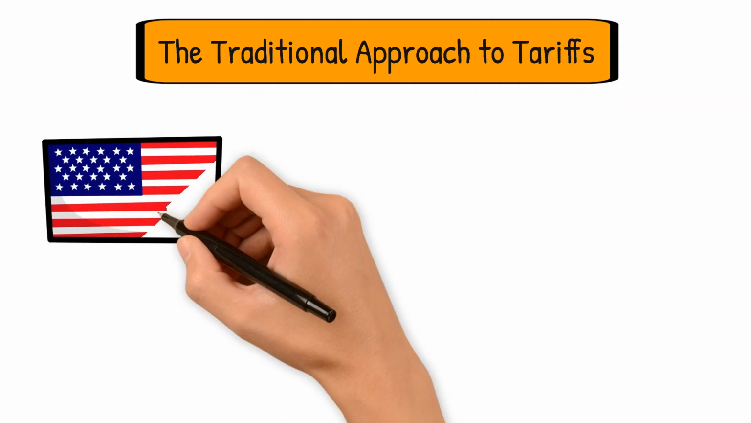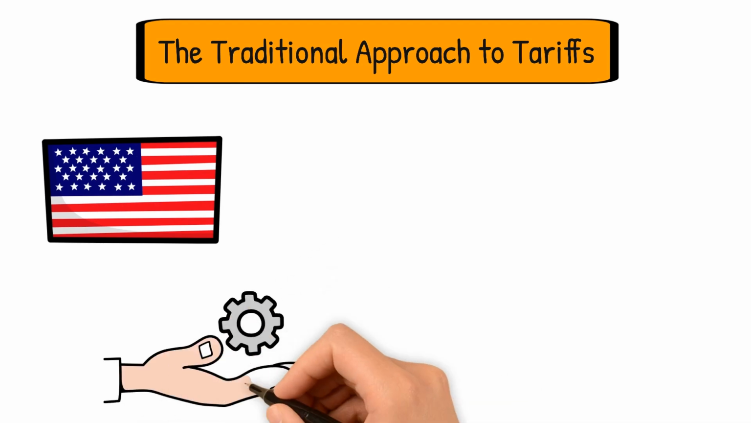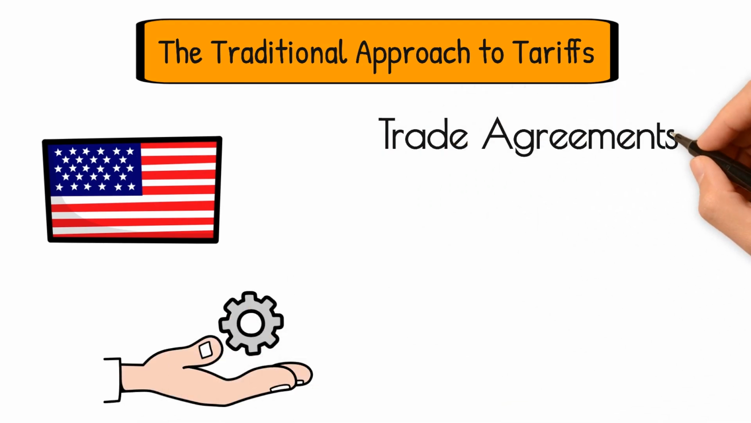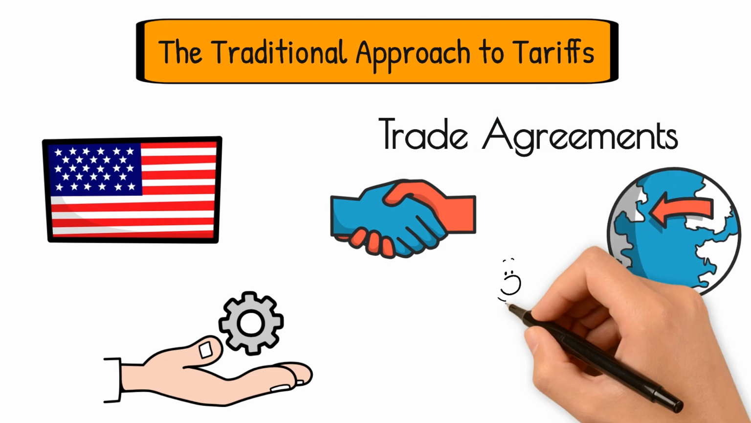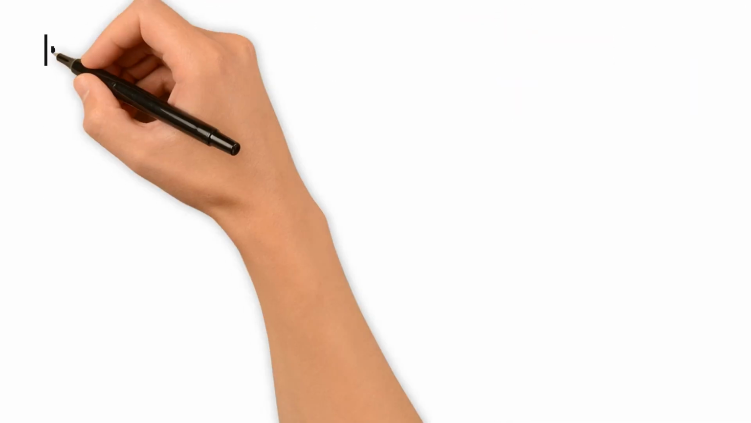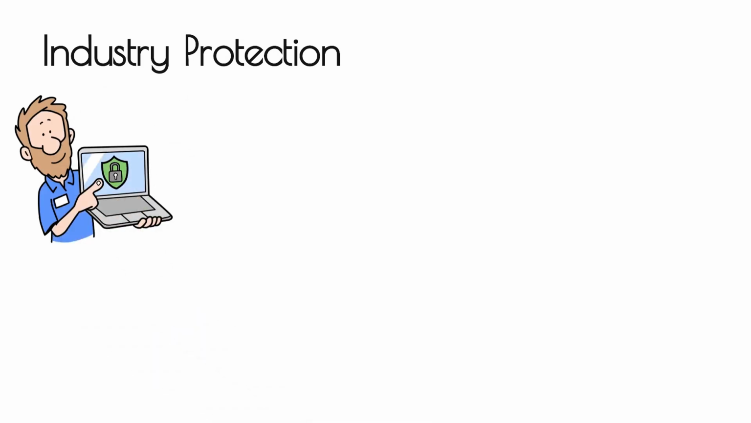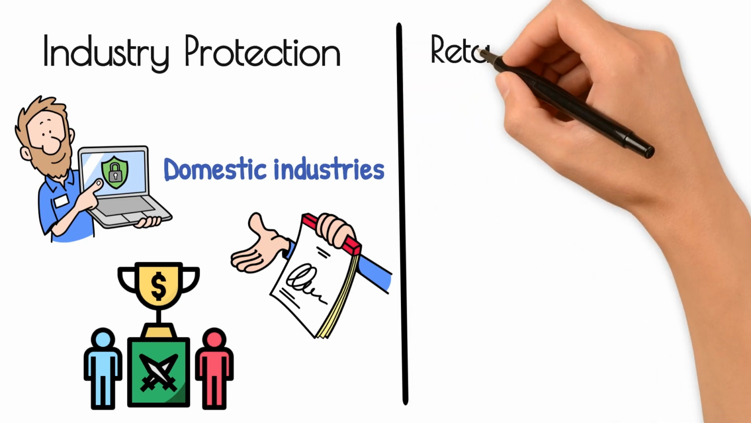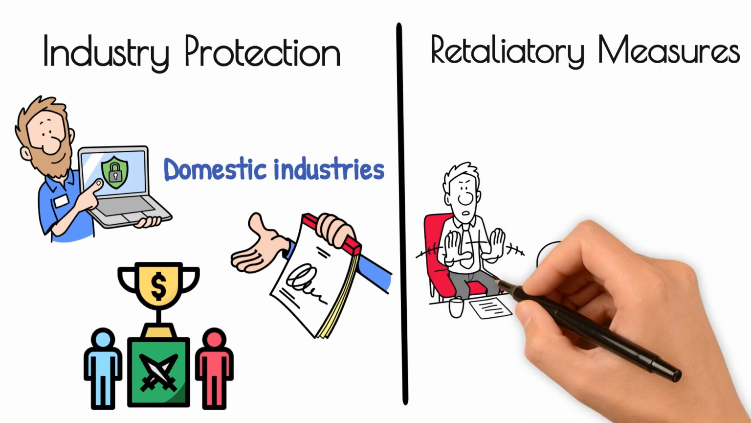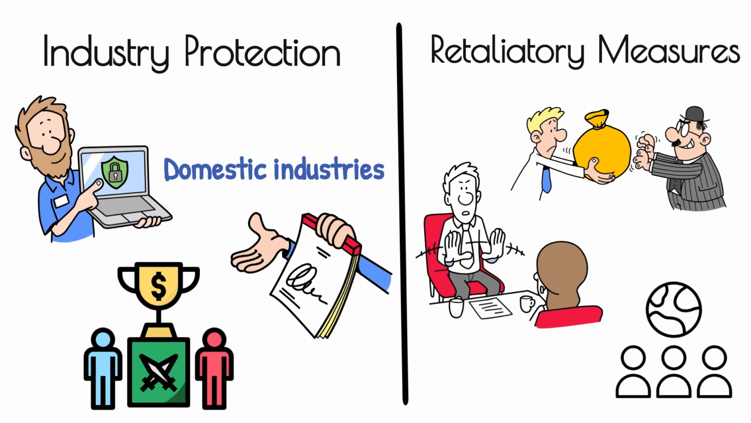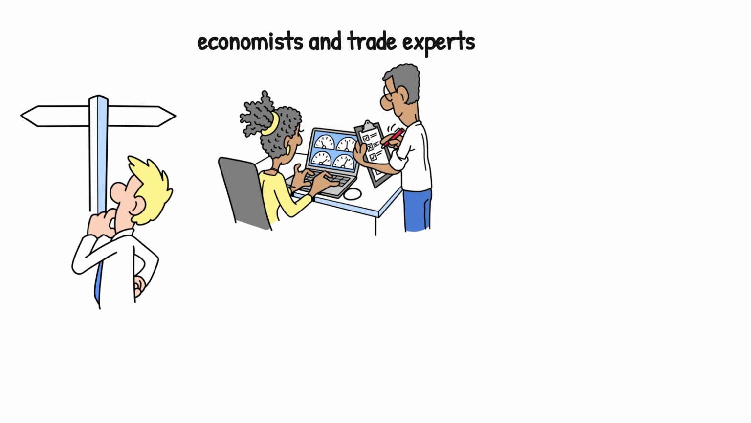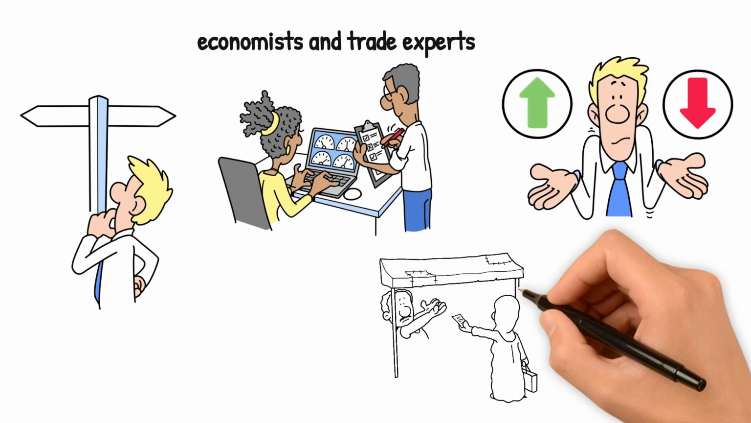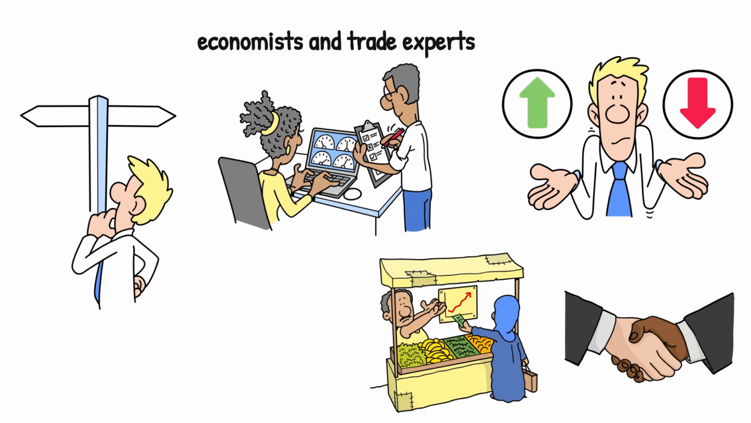Historically, the U.S. has set tariff rates based on a variety of factors, including trade agreements, negotiated deals between countries that determine specific tariff rates, industry protection, safeguarding domestic industries from foreign competition by imposing higher tariffs on certain goods, retaliatory measures, responding to unfair trade practices by other nations. These decisions typically involved comprehensive analyses by economists and trade experts, considering the potential impact on both domestic markets and international relations.